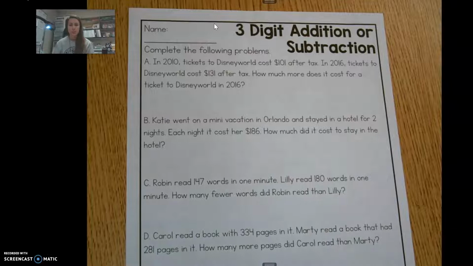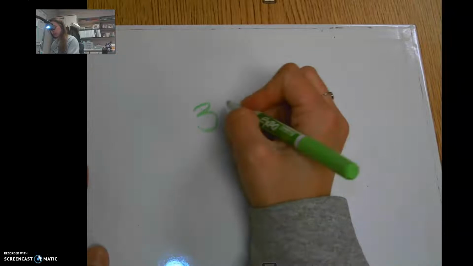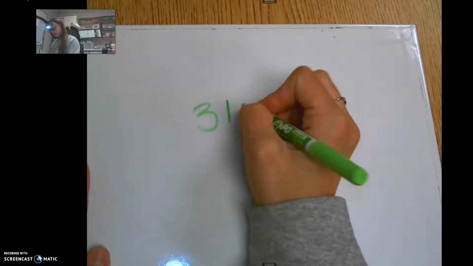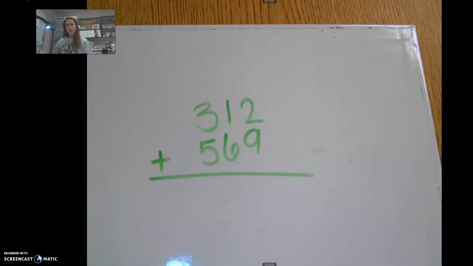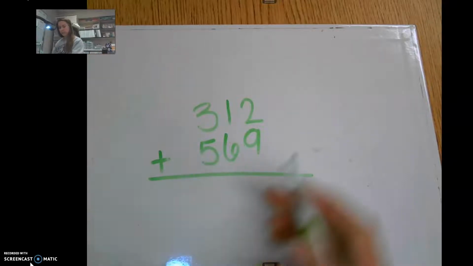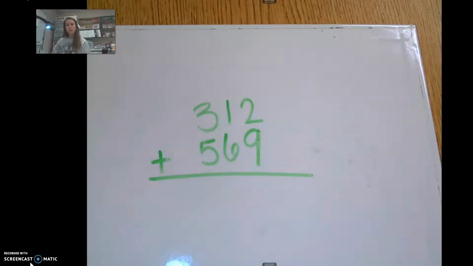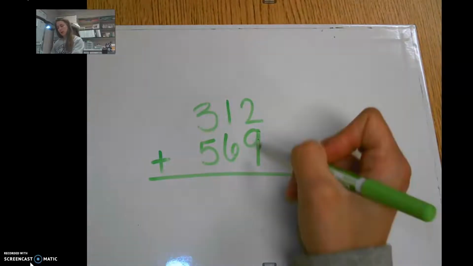When you do addition, remember you carry the 1 to the next spot. What that means is an addition problem will look like this. Okay? Again, notice it doesn't matter if the bigger number's on top. We'll notice 569 is the bigger number. So when I start, I'm going to do 9 plus 2.